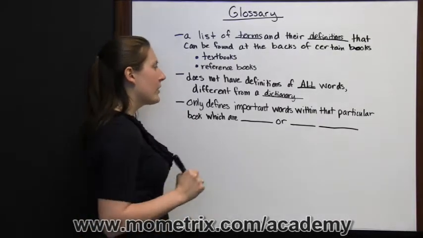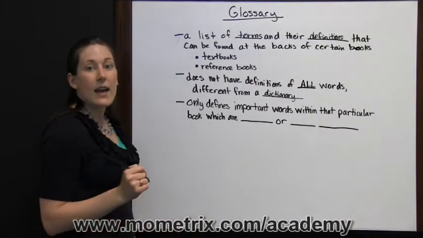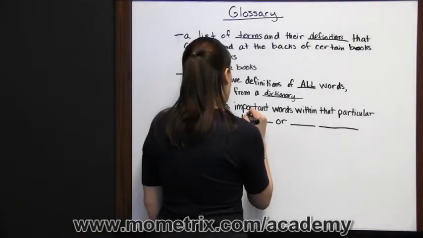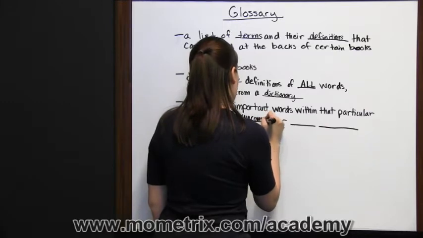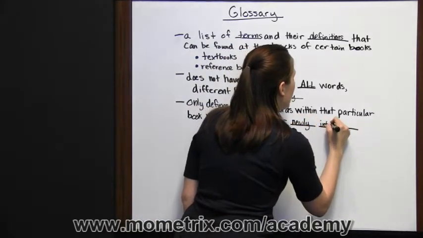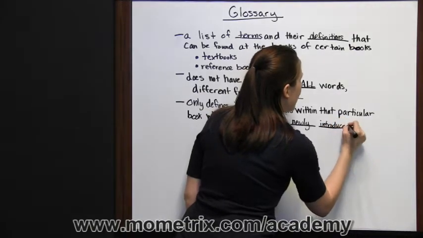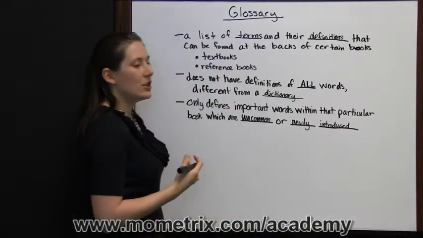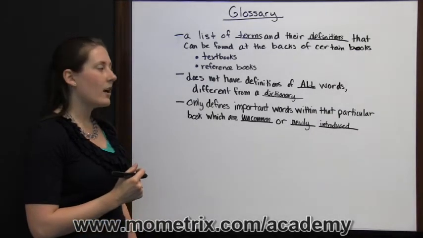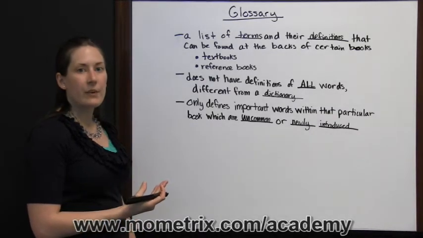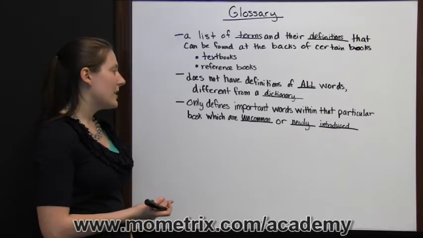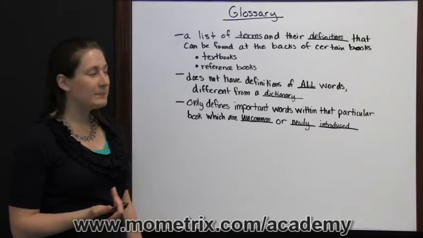So it only defines important words within that particular book, and not even all the words in that particular book, but only those which are uncommon or newly introduced. So if it's a word, say, in a science textbook that you were expected to not have seen before, then they'll give you a definition for it and it will show up in the glossary. Or if it's an uncommon word that they wouldn't expect you to know, or maybe you've forgotten it because it's not a very common word, they may put that one in.